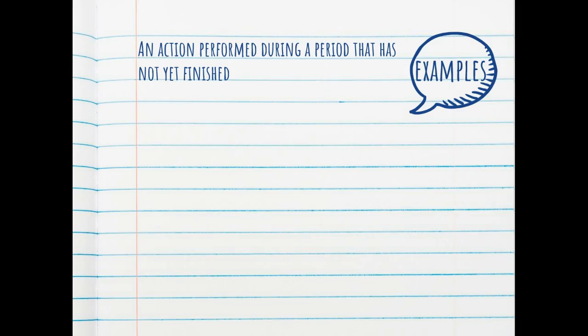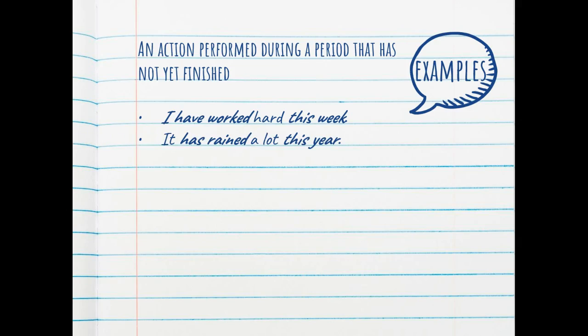Next we have an action performed during a period that has not yet finished. We have, I have worked hard this week. It is an event that's still occurring, an unfinished period of time. Okay? Then we have, it has rained a lot this year. The year hasn't finished, and this action has happened in an unfinished time frame.